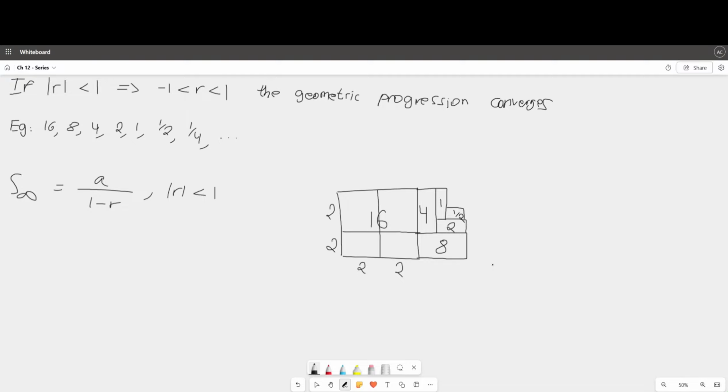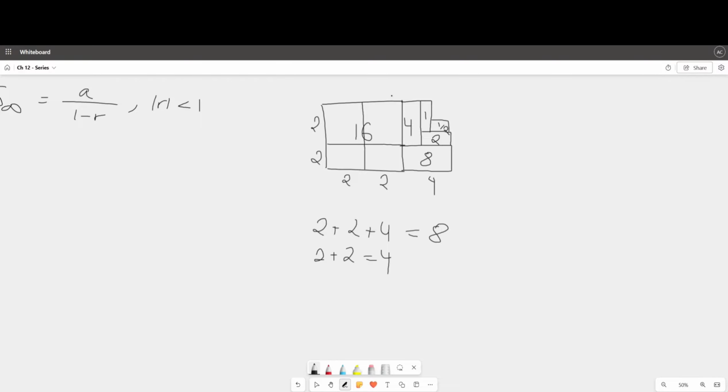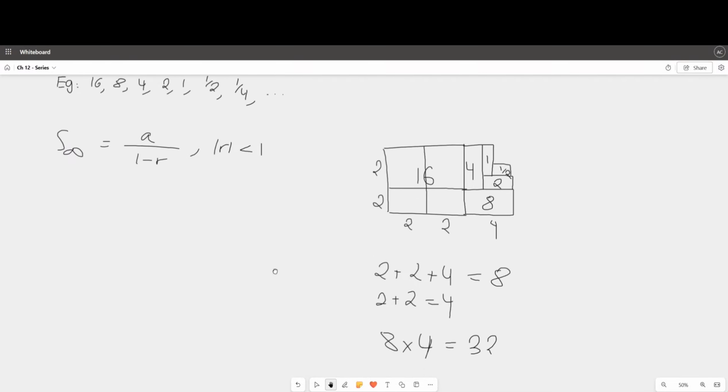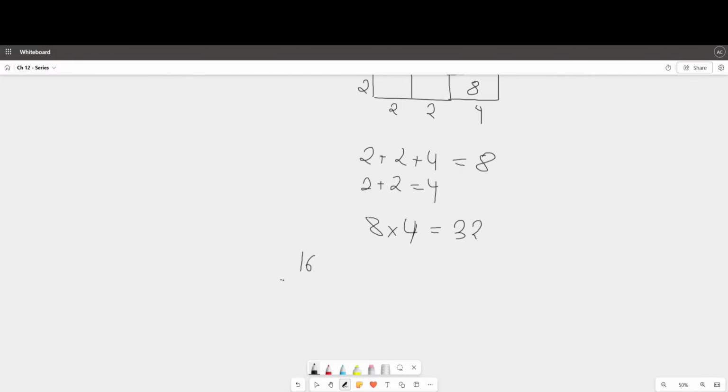We know the area of this is 8, so 8 by 2 gives us 4 here, and we've already found that. So this total length is 2 plus 2 plus 4, which is 8, and this side length here is 2 plus 2, which is 4. So if we find the area of this whole figure, we say 8 into 4, which is equal to 32. And if we apply this formula, a is 16, and 1 minus 1 by 2 gives 16 divided by 1 by 2, which is equal to 32.